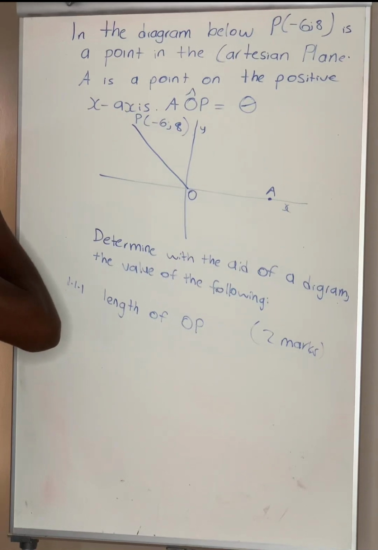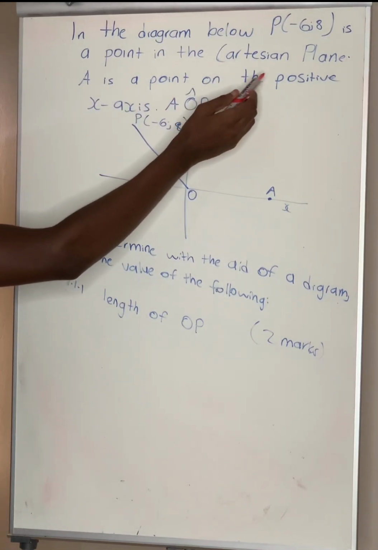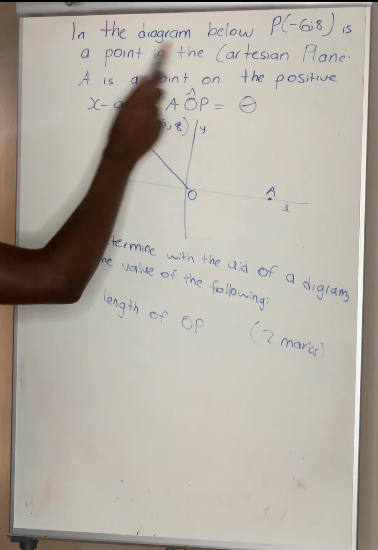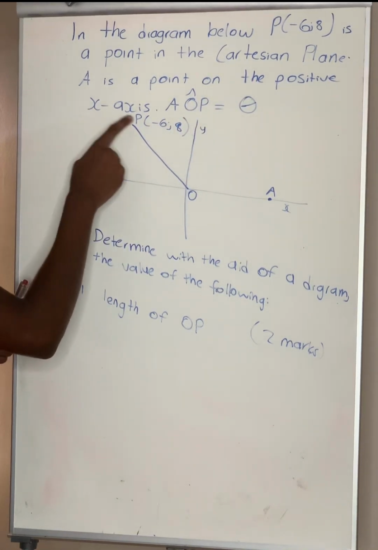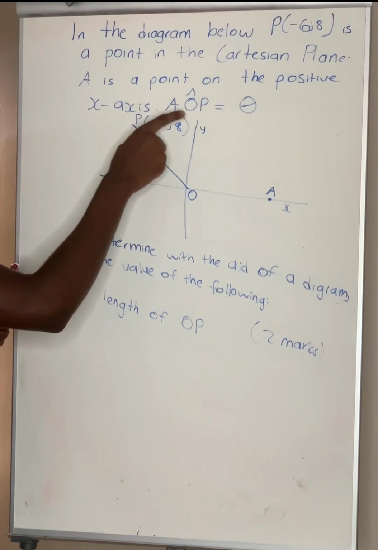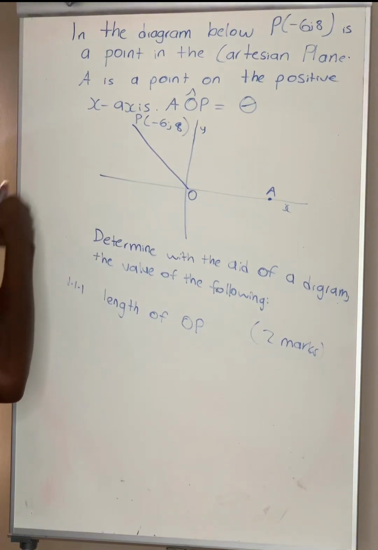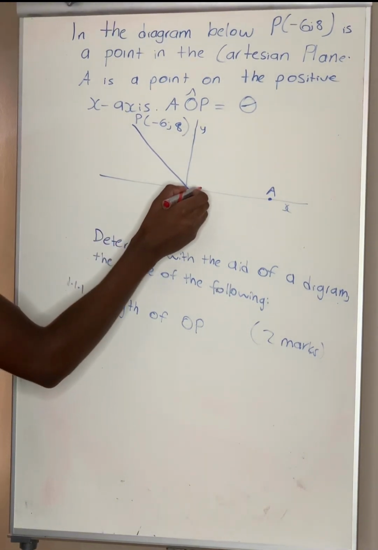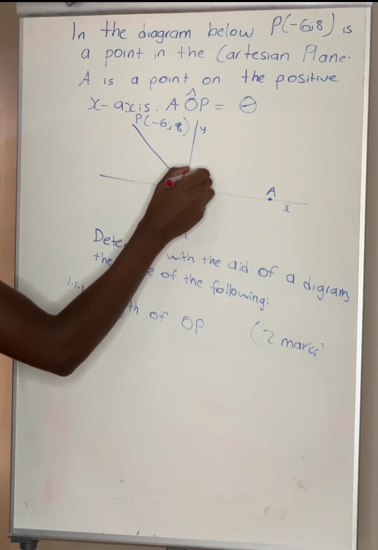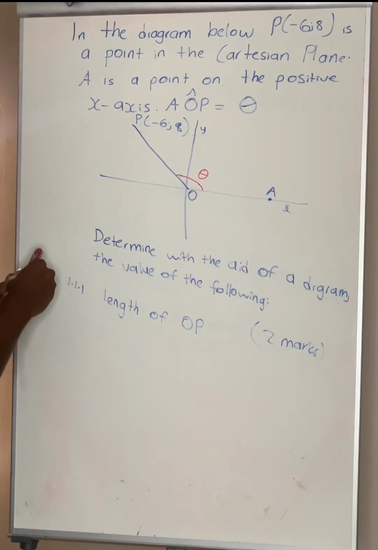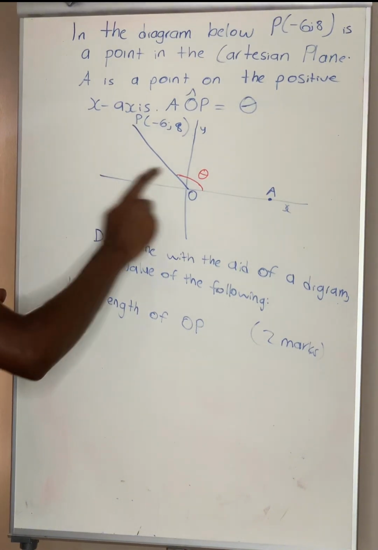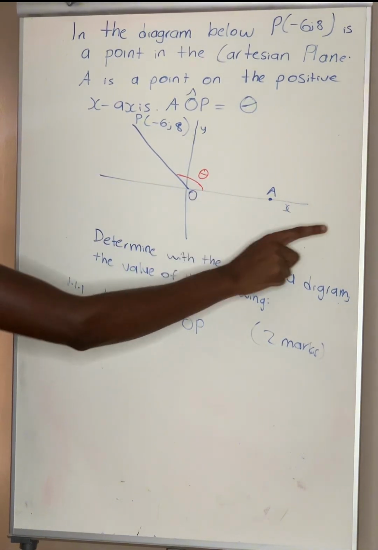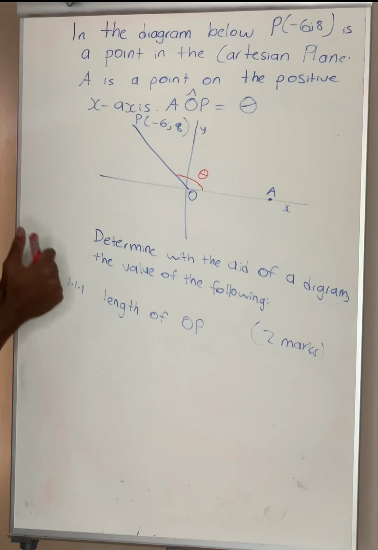Look at this information. In the diagram below, P(-6, 8) is a point in the Cartesian plane. A is a point on the positive x-axis. Angle AOP is equal to theta. Okay, so they told us that this is equal to theta. And we're told that P is a point on the Cartesian plane, which is this point over here, and A is a point on the positive x-axis, which is true.